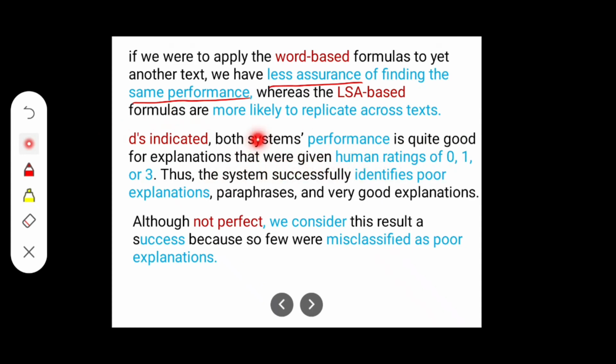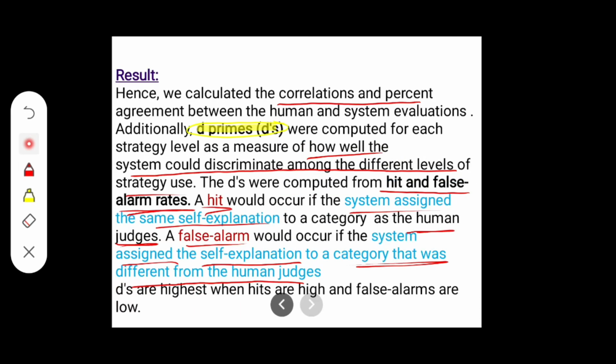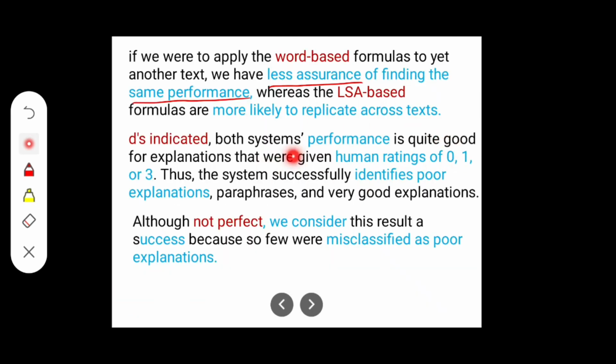Okay, so D indicates both system performance is quite good, explanations that were given. D's are nothing but they are going to measure the performance whether it is good or not by giving the human ratings, that is 0, 1, 2, 3. Okay, by giving the ratings it will tell whether it is a good performance or not. So here I have explained, 0 means irrelevant, 1 means sentence focus, 2 means local focus, 3 means global focus, like this. So with those ratings we can find whether the performance is good or not. Thus the system successfully identifies poor explanations, according to these ratings.